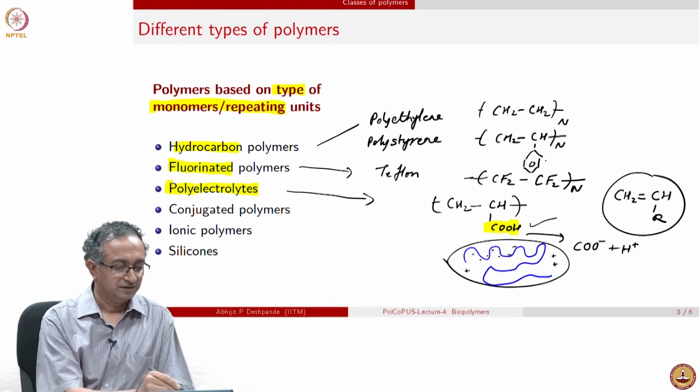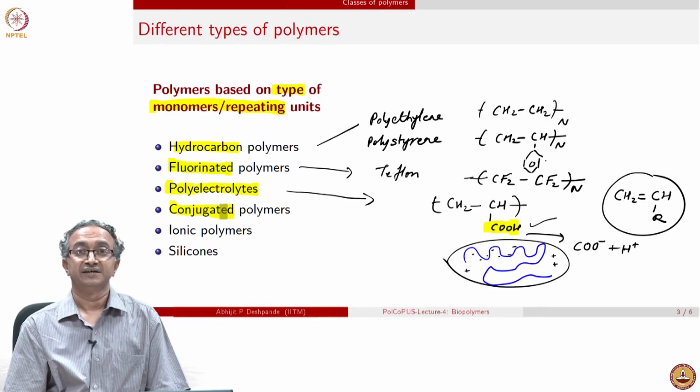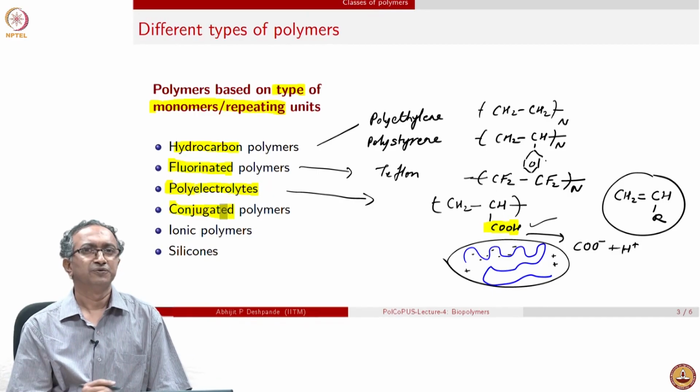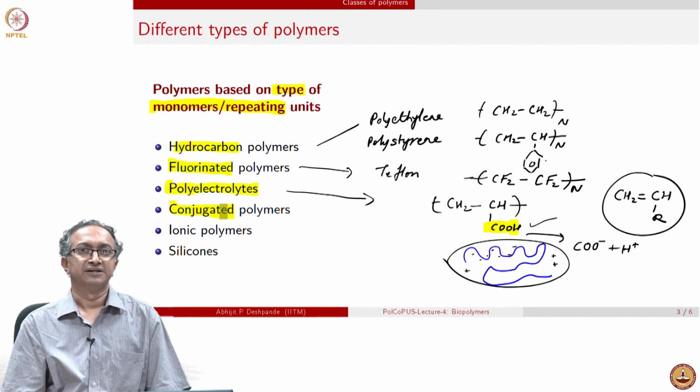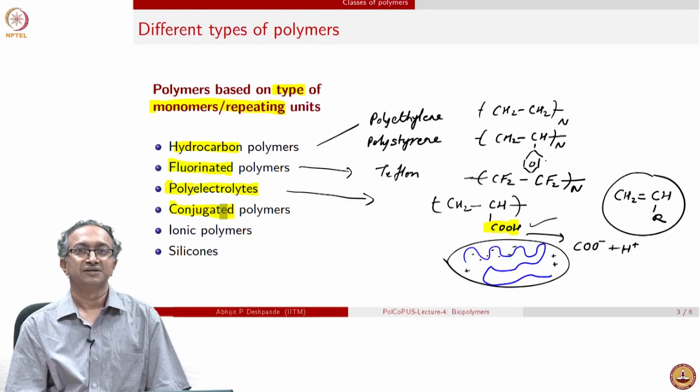Conjugated polymers are very important from the point of view of electrical conductivity. So many of the conducting polymers are conjugated. I don't know if you remember what is meant by conjugation. You can search for it. In fact, if it's alternate single and double bonds, it's called conjugation. Maybe you remember that. You can search for it.